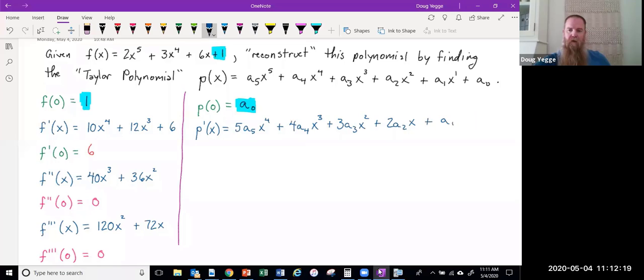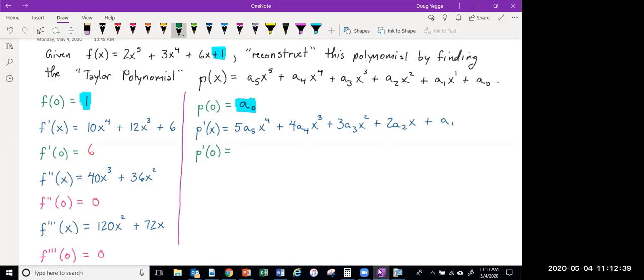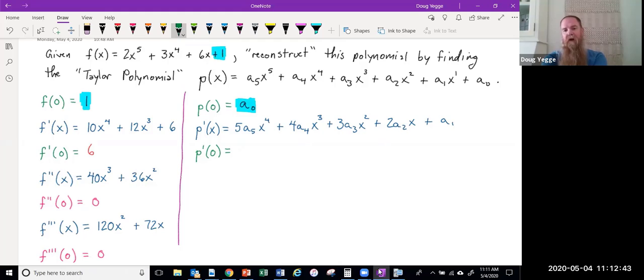All right, so does anybody see anything interesting that happened when I took the derivative, before I find what p prime of 0 is? Anybody see anything interesting about this? Anything? a0 is gone now in the derivative. a0 is gone. Good. And a0 is gone because I didn't need it anymore, because I already found what it was. Constants disappeared. So thank you. That's one thing. Anything else?